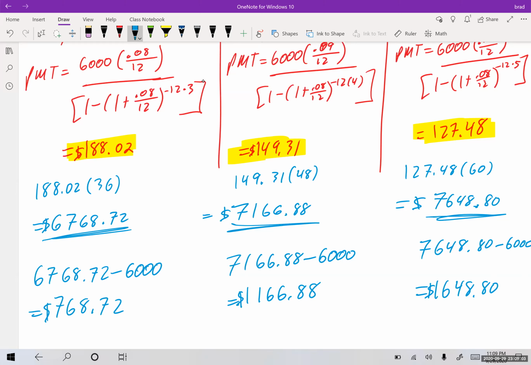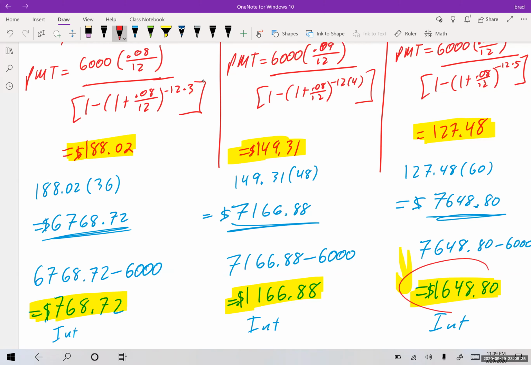So this is the interest. This means that this is money that if you had the 6,000, you wouldn't have to pay. So you see for the 3-year loan, we only paid $768 in interest, which is a little over 10%, probably like 12%, 13%. This one we paid $1,100, it's $1,166. And for the 5-year loan, we paid $1,648.80. Okay, so this one is out of control.